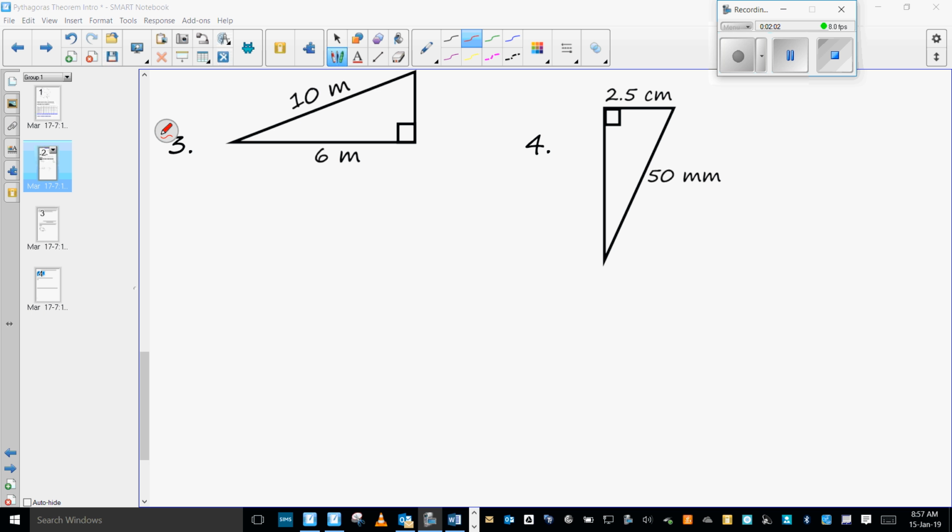Remember, we need to remember our chart, so we're going to picture our chart. How do we change something from being a centimeter to a millimeter? Do we multiply by 10, 100, or 1,000? Jade? 10. Okay, so we're going to do 2.5 multiplied by 10, which gives us, Kyla?